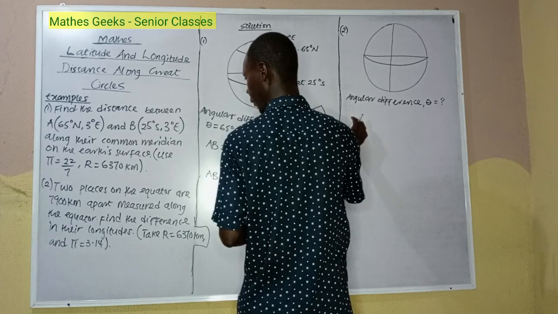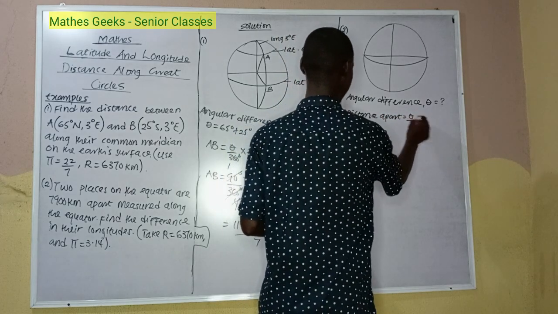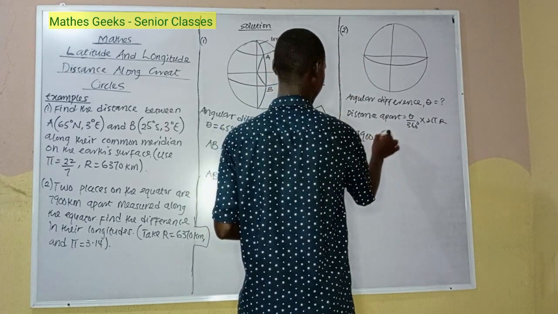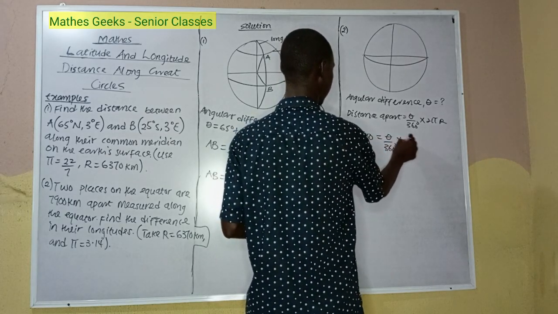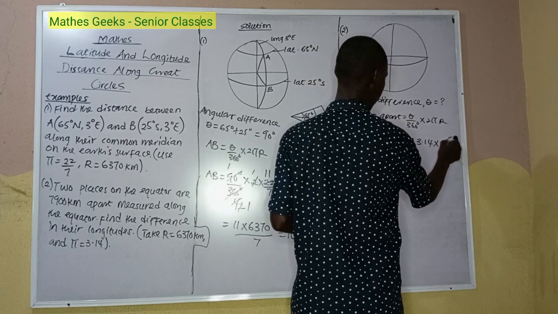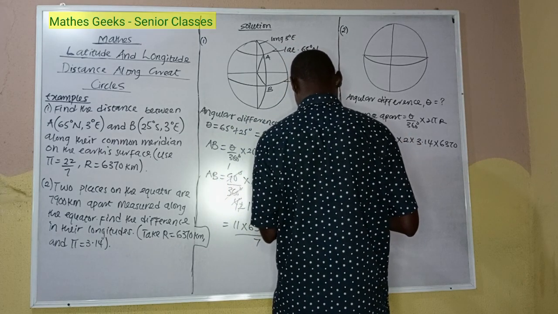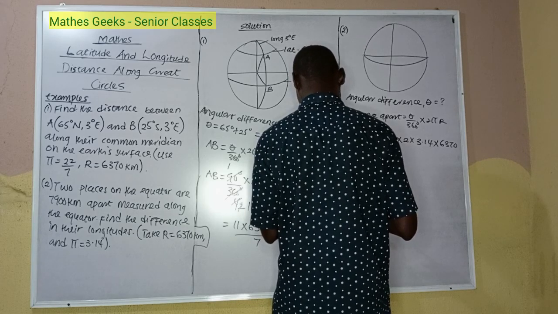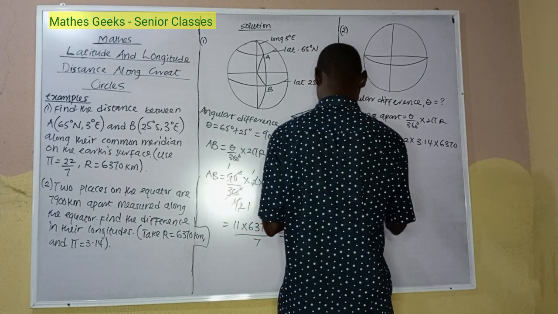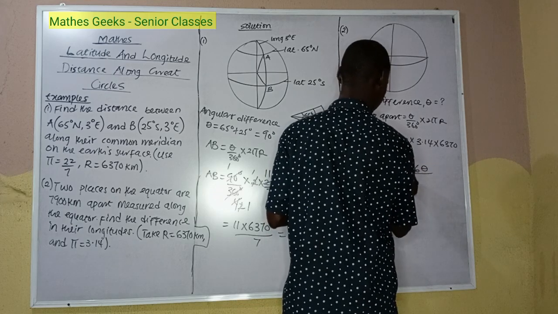The distance apart is equal to theta over 360 degrees times 2 pi r. Distance apart is 7,900. So 7,900 is equal to theta over 360 degrees times 2 times pi, which should be taken as 3.14, and then the radius of the earth, 6,370. So 2 times 3.14 times 6,370 gives us 40,003.6, times theta over 360.